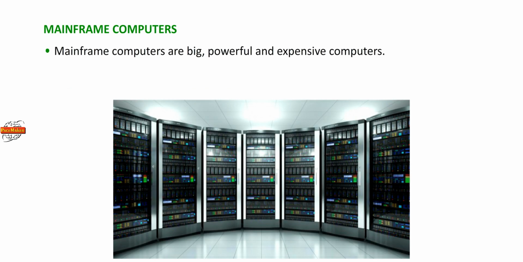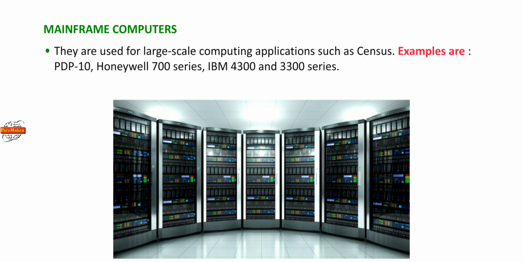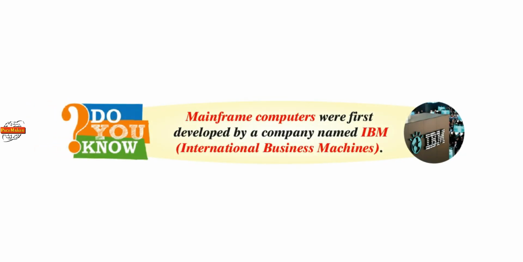Mainframe computers. Mainframe computers are big, powerful, and expensive computers. They are mainly used by large organizations where huge amounts of data need to be handled, like airlines and government sectors. They are used for large-scale computing applications such as sensors. Examples: PDP-10, Honeywell 700 series, IBM 4300, and 3300 series. Do you know? Mainframe computers were first developed by a company named IBM, International Business Machines.